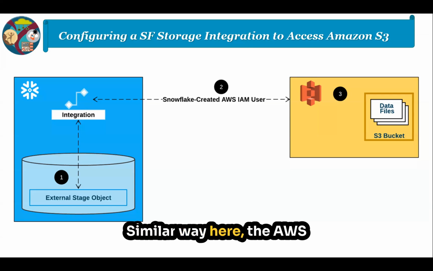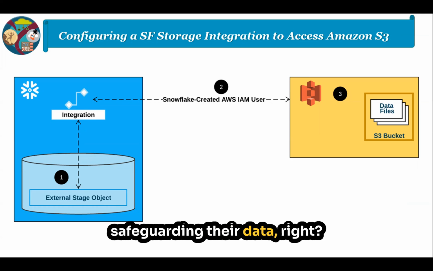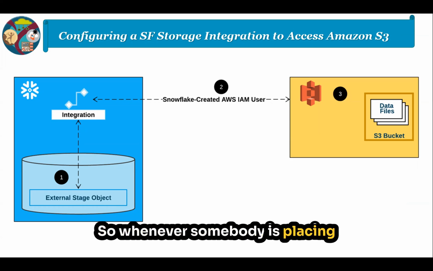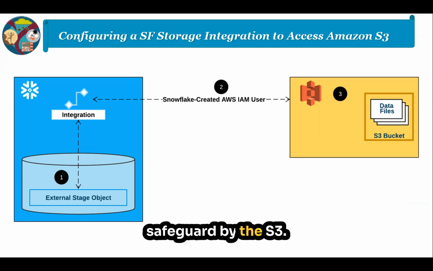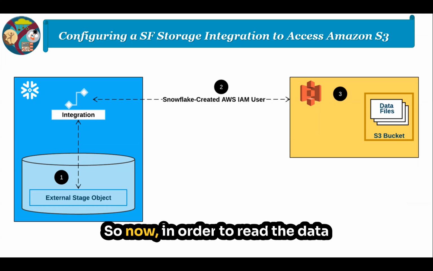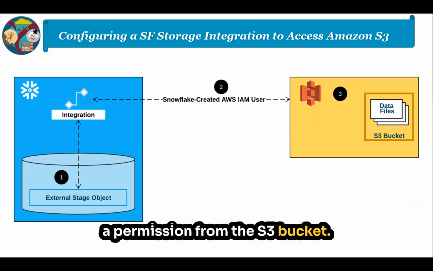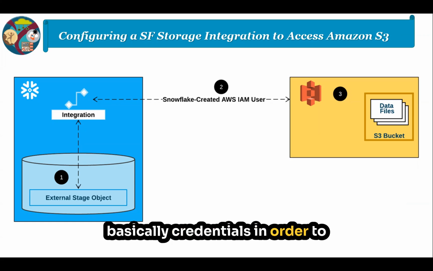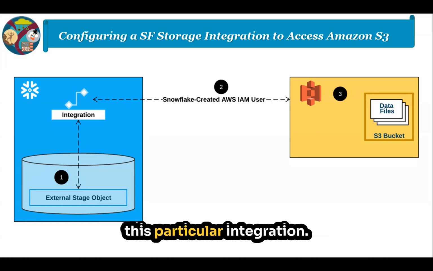Similarly here, AWS provides so much safeguarding for their data, right? They won't give direct access to you. Whenever somebody places files into that S3 bucket, it will encrypt and safeguard them. So in order to read the data from that S3, we need to officially get permission from the S3 bucket, basically credentials to log into that S3 and get the data. For that, we need to create this particular integration.